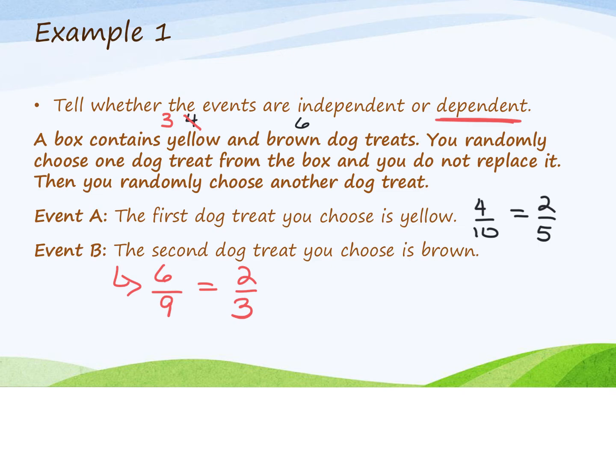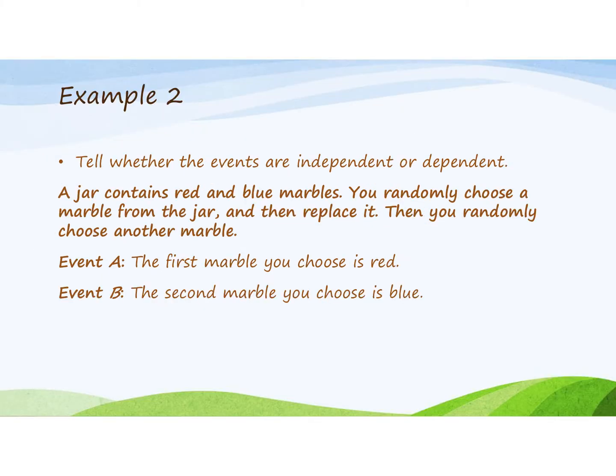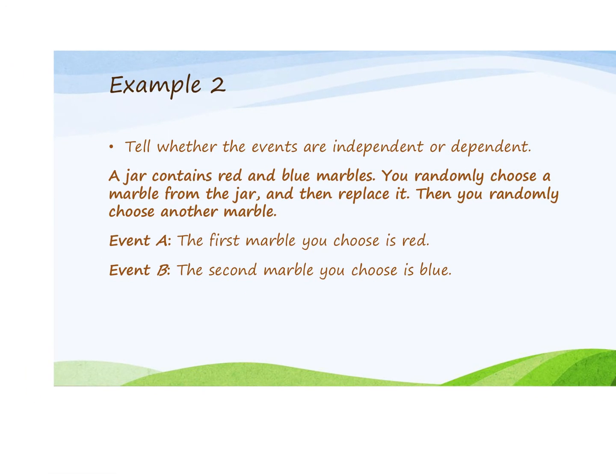So let's try another one. The marbles. A jar contains red and blue marbles. You randomly choose a marble from the jar and then replace it. And then you choose another marble. It's asking you for the probability of A and B. So is this going to be independent or dependent when you replace it?